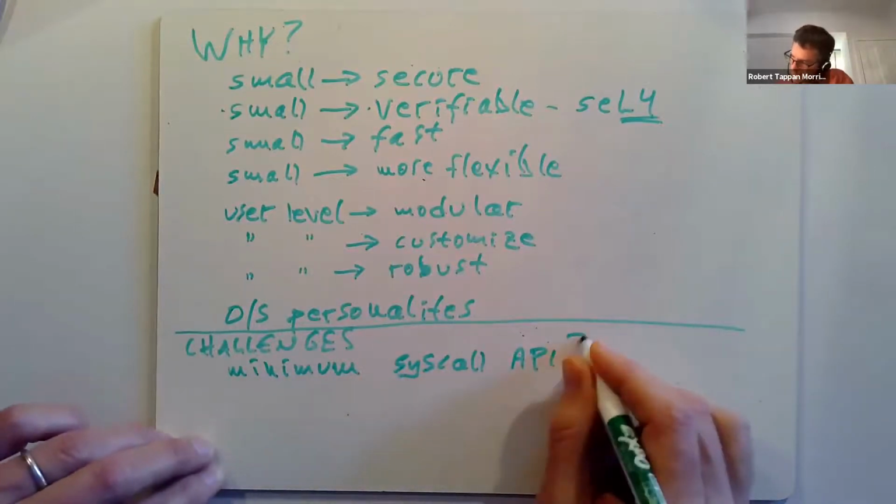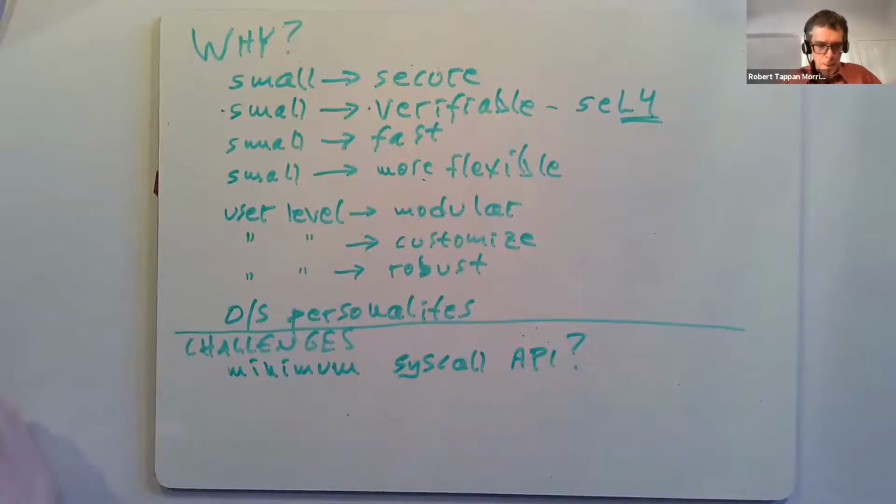So we're looking at the minimum system call API. It's great if it's simple, but you actually have to be able to build some pretty sophisticated features out of it, because even if the kernel doesn't do much, in the end, you've got to be able to run programs. Maybe if you're trying to run Unix on top of a microkernel, you've got to be able to do things like fork and mmap.